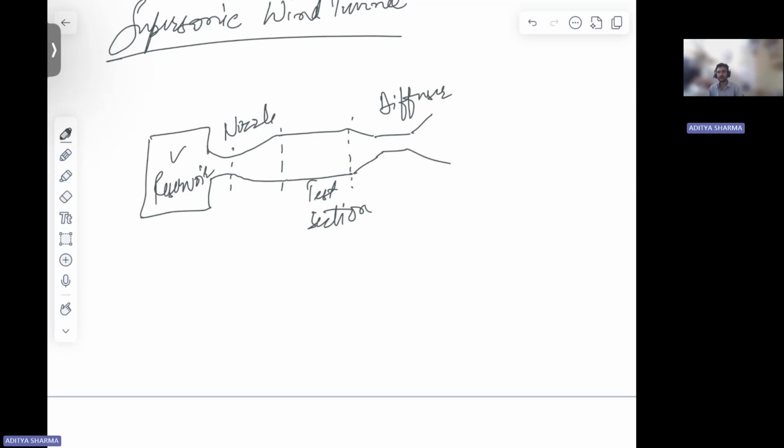So you'll have pressure at reservoir. Then you'll use a nozzle to accelerate the flow. Then at test section, you're going to have your required flow. Then we need to decelerate the flow. For decelerating the flow, we use a diffuser.